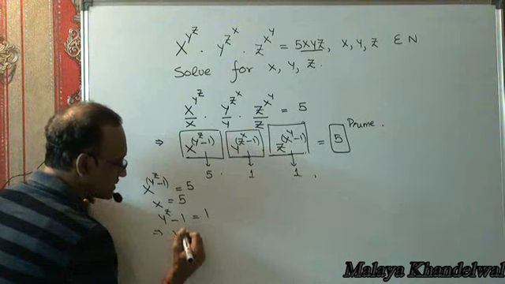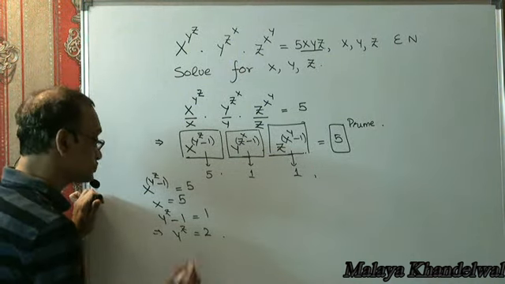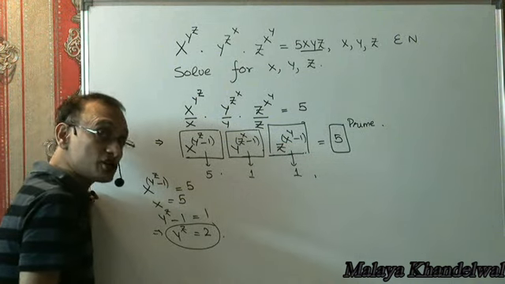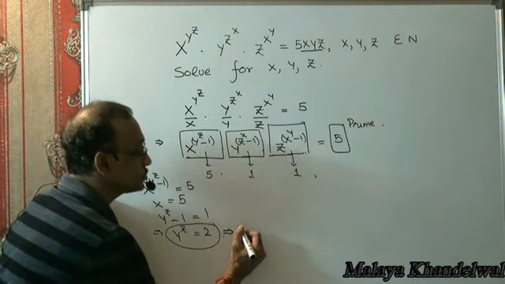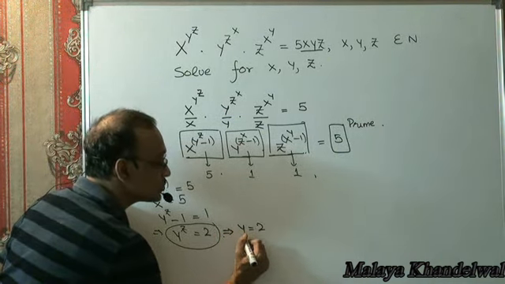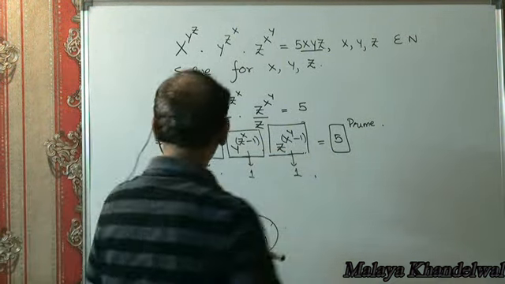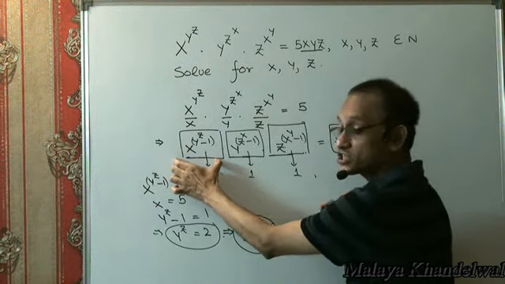That means y power z equal to 2. Y and z are natural numbers. How could y power z be equal to 2? The only way this could be 2 is if y is 2 and if z is 1. Therefore, we have a set in which x is 5, y is 2 and z is 1 causes this to be 5.